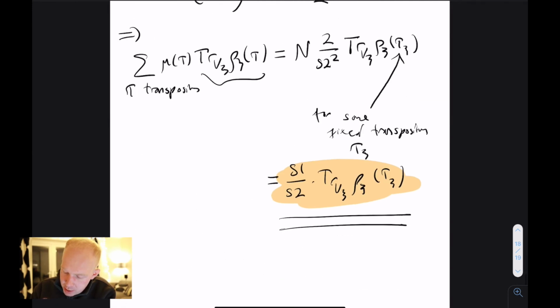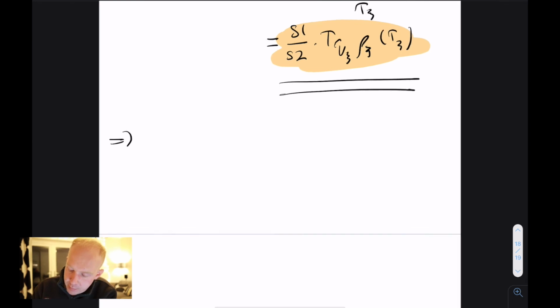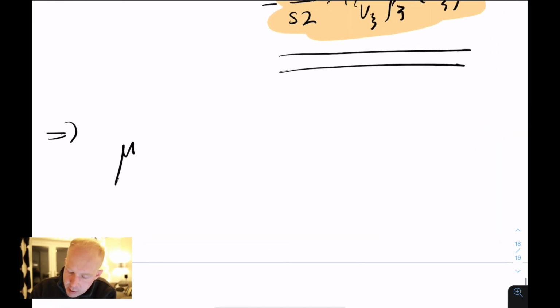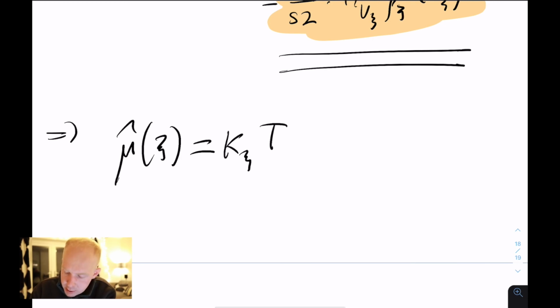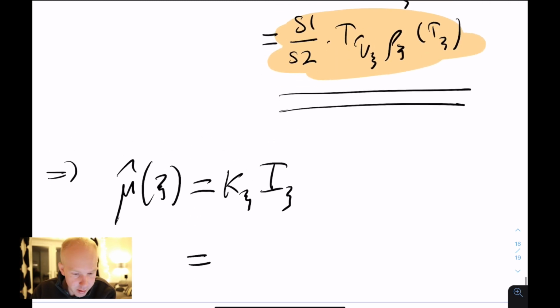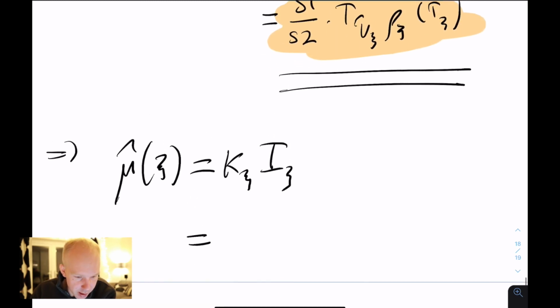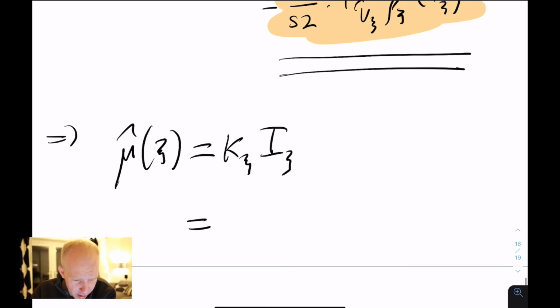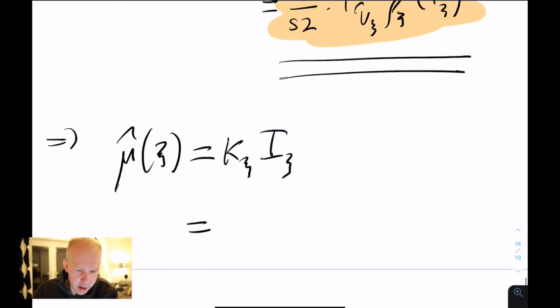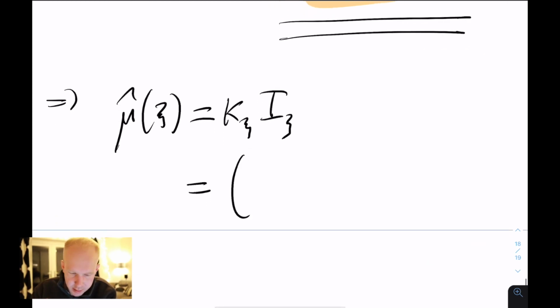So combining all of this, we now have that the Fourier transform is equal to kappa psi times the identity on V psi. By that computation, because it's basically a constant, and using the trace, once we do the computation, we have that this is equal to 1 over 52.